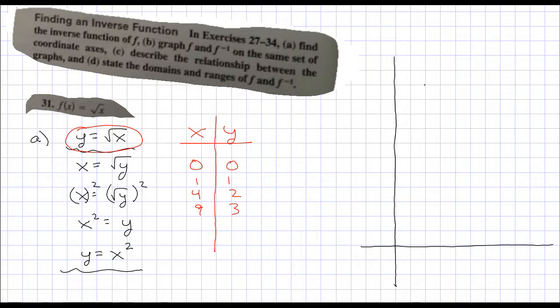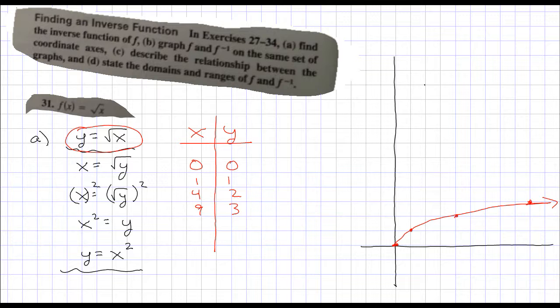And if I plot these, (0, 0), (1, 1), (4, 2), (9, 3). Alright, so the square root of x function is going to look something like that.